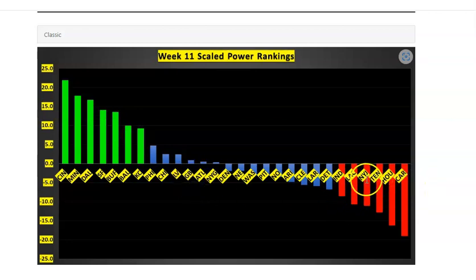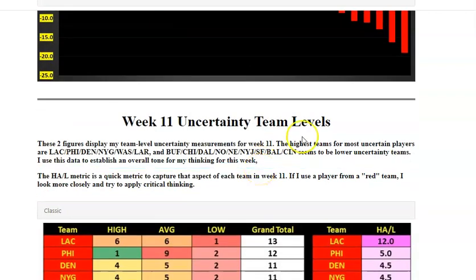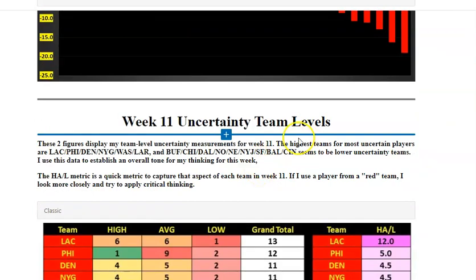Some of the bad teams, the Jets got me worried. The Chargers got me worried. I know Allen and Williams supposedly are back. I'm still worried. Indianapolis did pretty good, but I'm still worried about them. I'm not convinced yet.